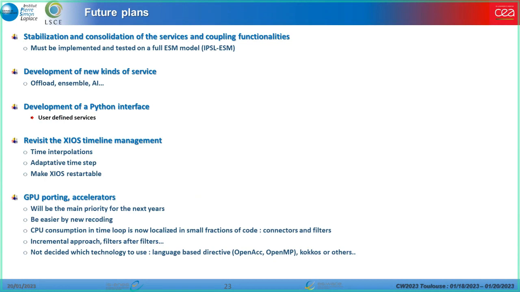That will be, we hope, easier with the new coding, because now most of the CPU consumption is very localized, a small part of the code in the connector and the filters, and we can use an incremental approach, filter after filter, to achieve the total porting. So we have not decided which technique to use, language-based directives like OpenACC, OpenMP, or a modern language like Kokkos. Because ENES is written in C++, it will not be very difficult to integrate some features of Kokkos or other languages. Thank you.